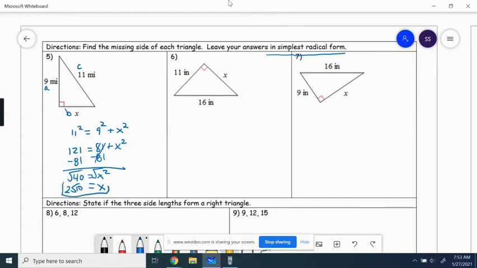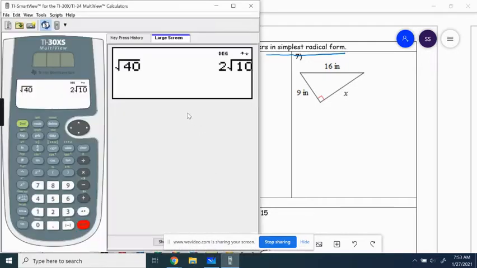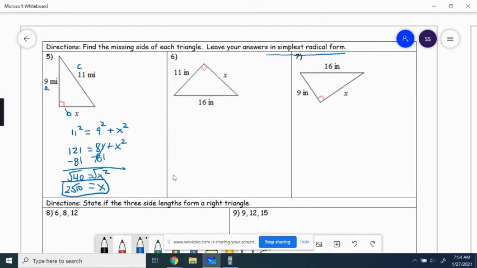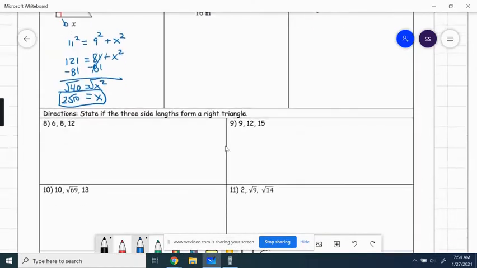All right, and that is your answer. That is in simplest radical form. If you need to find the decimal equivalent, you can just hit these double arrow keys, this left and right key, and that will give you the decimal equivalent. So that would be 6.32455. Okay, moving on.